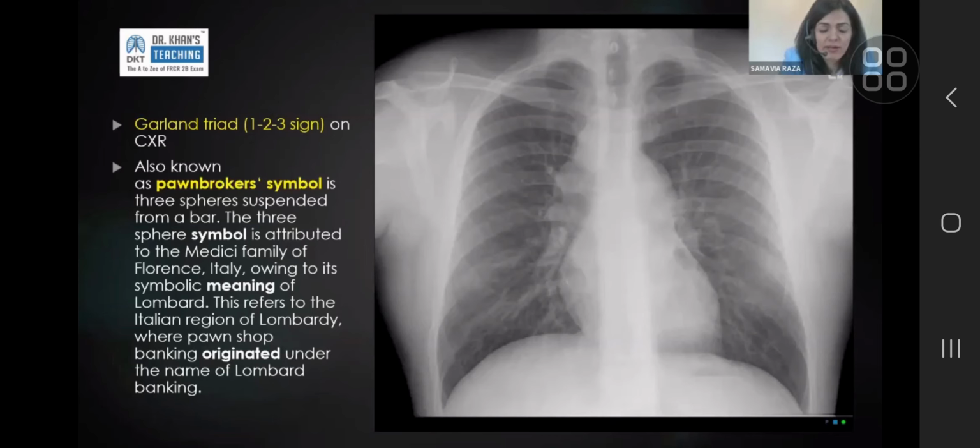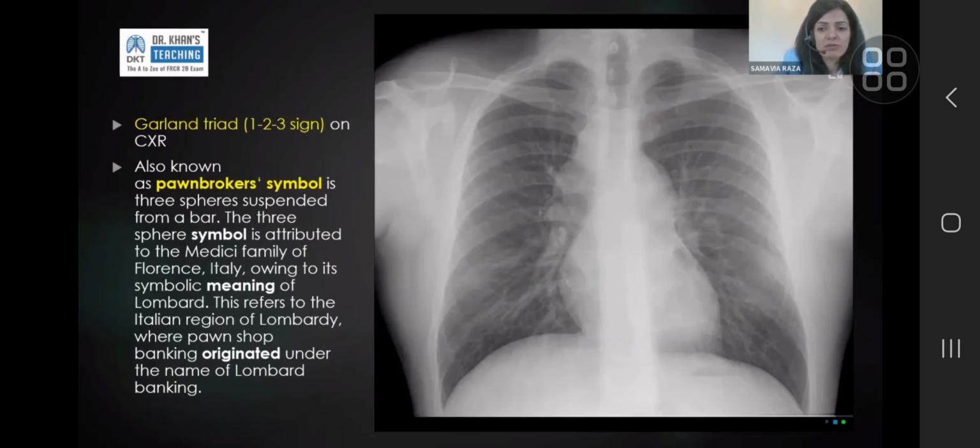So this shows you bilateral hilar enlargement, lobulated looking, and you can very clearly see that there's something in the right paratracheal space. So that's called 1-2-3, 1 being the paratracheal and 2-3 being the two hilar. Garland is a wreath or a string that was used to describe that appearance. This appearance is also called the pawnbroker symbol or pawnbroker sign.